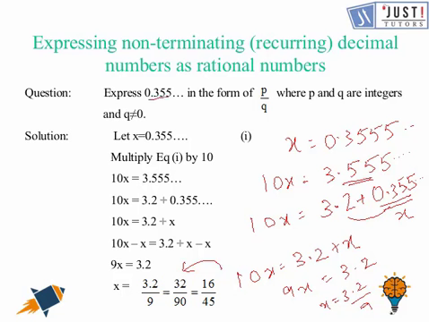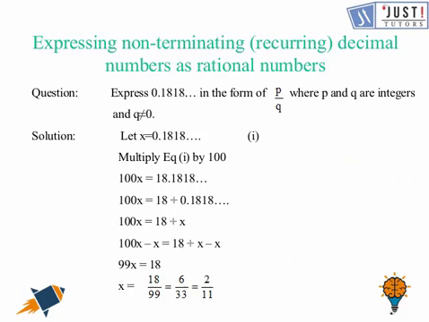So we can represent 0.35555 as 16 over 45, which is a rational number. Now we'll try one more question, and it is 0.1818 and so on. As you can see, two digits are repeating, so now we need to multiply by 100. So 100x equals 18.1818 and so on.